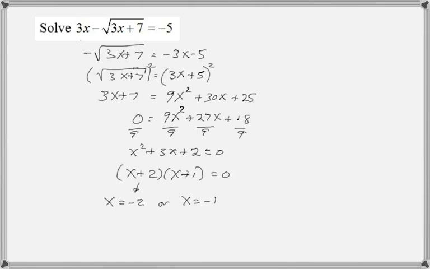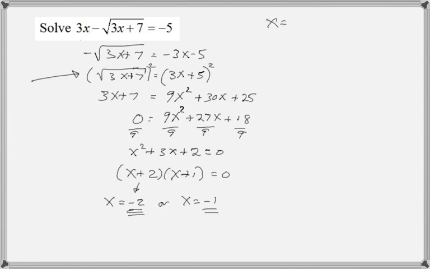It feels like I'm done, but I have to be really careful because this was a radical equation. I have to make sure that both of these answers actually work in my equation. When I squared both sides here, it's possible that I introduced what are called extraneous roots. So I'm going to substitute those values back in and see if they work out.